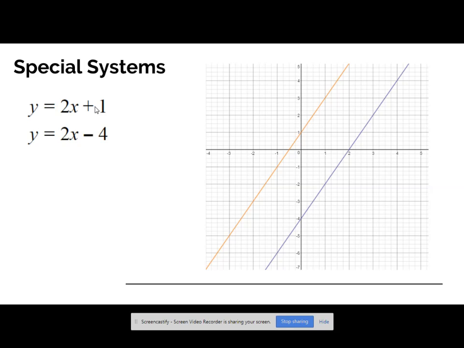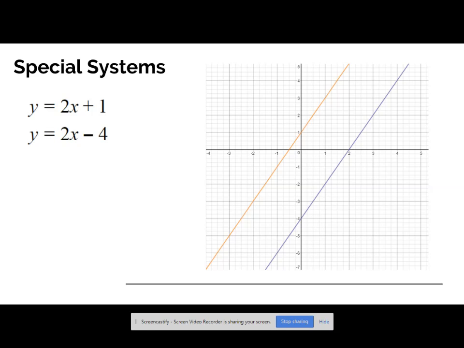So y equals 2x plus 1, y equals 2x minus 4. They have the same slope. They're parallel, different y-intercepts. It's an inconsistent system. With inequalities, that's not necessarily the case. They can still be parallel lines, and we can still get solutions, or not.